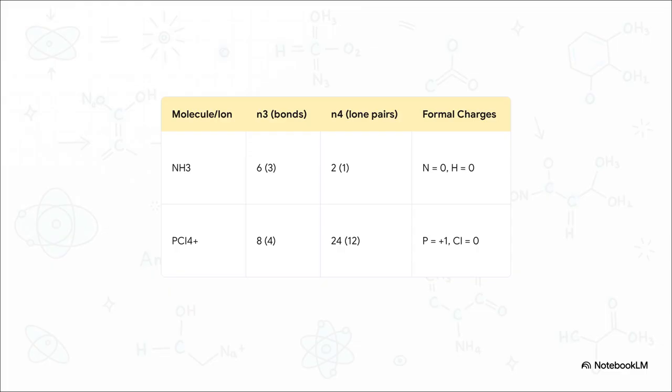Let's compare a neutral molecule, like ammonia, with a positive polyatomic ion, PCl4+. For ammonia, NH3, when we do that subtraction, both nitrogen and hydrogen end up with a formal charge of exactly 0. That is, perfect stability. But look at PCl4+. If you zero in on phosphorus in the center, it usually has 5 valence electrons. But in this structure, it has 4 bonds and 0 lone pairs. So 5 minus 4 minus 0 equals +1. The math perfectly scales up, proving exactly why the overall ion carries that positive 1 charge.